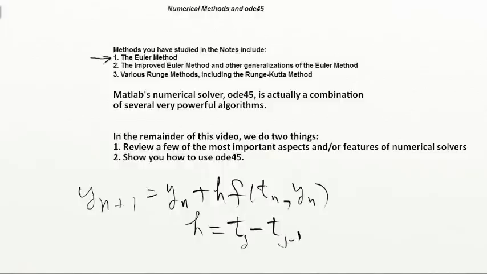Now, MATLAB's numerical solver ODE45 is in fact a combination of several very powerful algorithms. It's really state-of-the-art, and we will use it extensively throughout this course. Now, in the remainder of this video, I'm going to do two things. First, I'm going to review a few of the most important aspects and features of numerical solvers. And then secondly, I'll show you how to use ODE45.